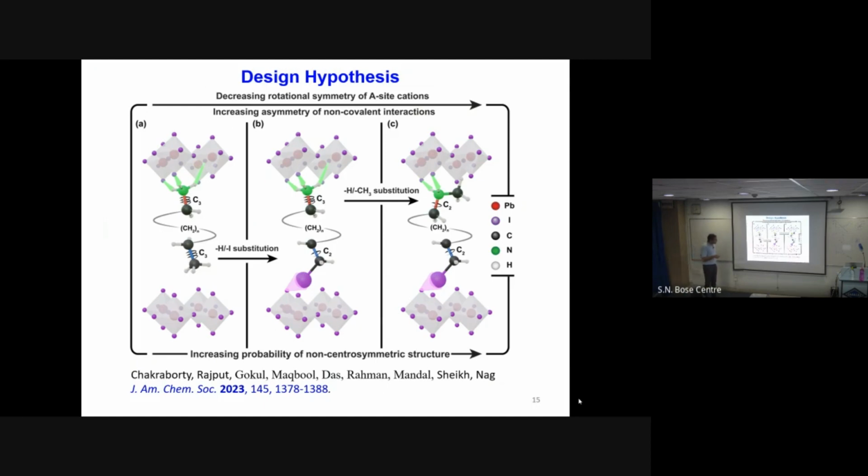Now, if I replace all of the hydrogen with iodine, I introduce a new non-covalent interaction, that is carbon here, iodine, and iodine of the inorganic layer, lead iodide. So the moment I introduce this new non-covalent interaction, I lose the rotational symmetry here, and there is a sort of non-centrosymmetric interaction that I develop. On the other hand, if I change one of the hydrogen atoms with a methyl group, then instead of having a C3 rotational axis, I do not have 3 hydrogen bonds, and I have these 2 hydrogen bonds.